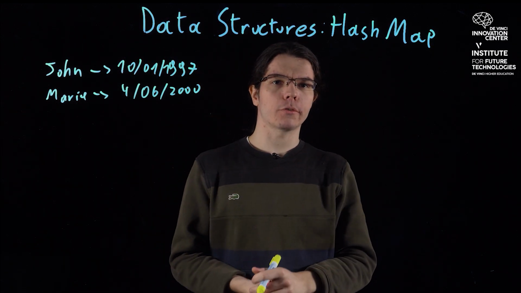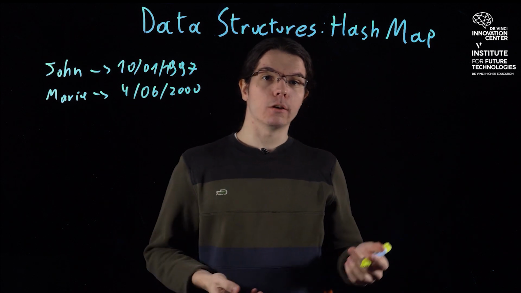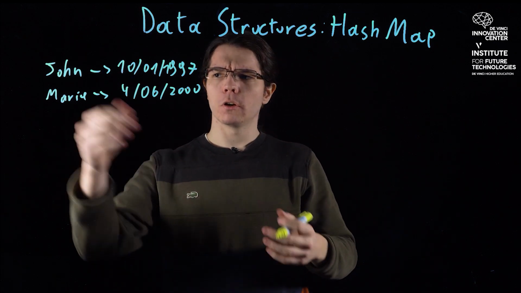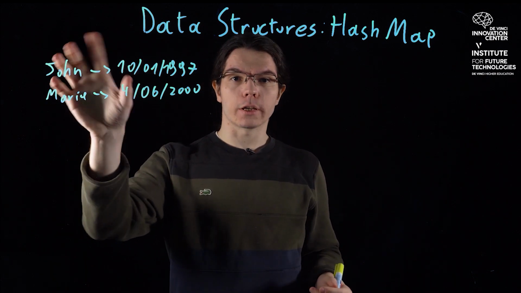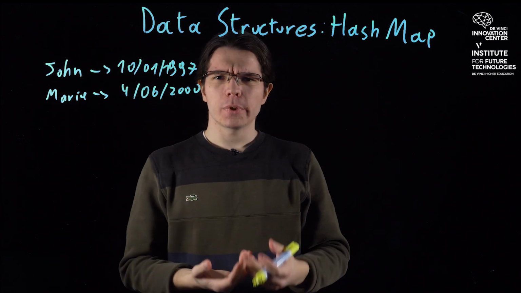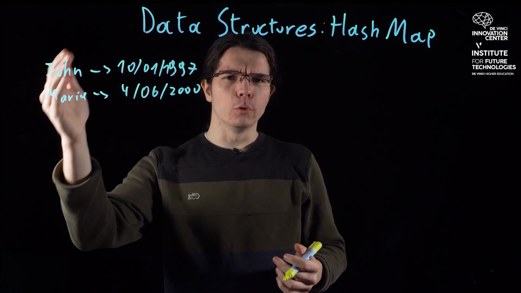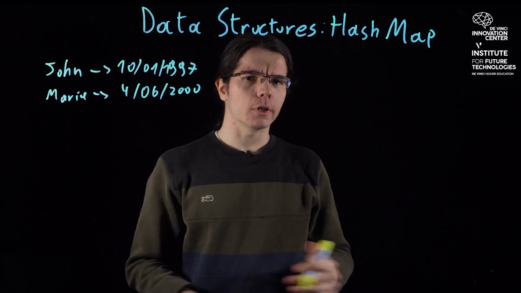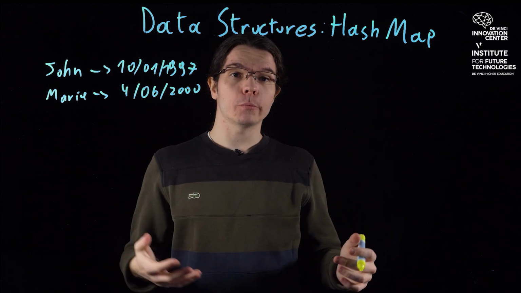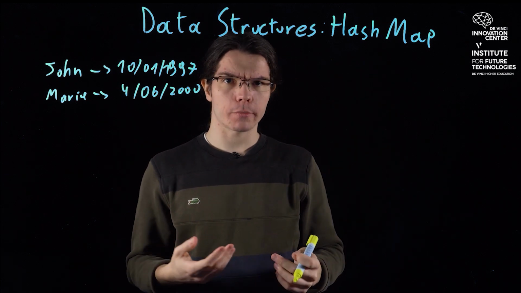How would you do that when you have something like an array or linked list? You could also have all these elements one after the other in a linked list and just have the two concatenated together. But it's not very practical in order to look up one person and have their date of birth immediately. So to associate two elements, we would typically use what's called the hash map.